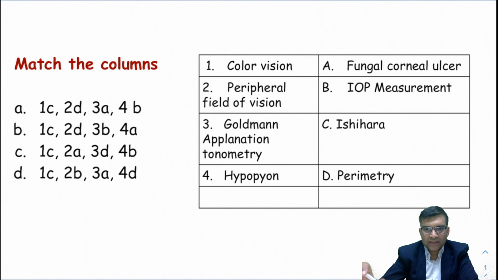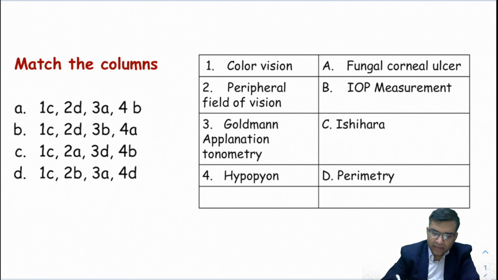So the next question was that we have a table with column A and column B. In column A, they have given a few of the procedures, and in column B, they have put how to diagnose that and what are the various indications for doing that. So let's see what was in column A and what was in column B. In column A, we had color vision, peripheral field of vision, Goldmann applanation tonometry, and hypopyon. And in column B, we have fungal corneal ulcer, IOP measurement, Ishihara chart, and perimetry.